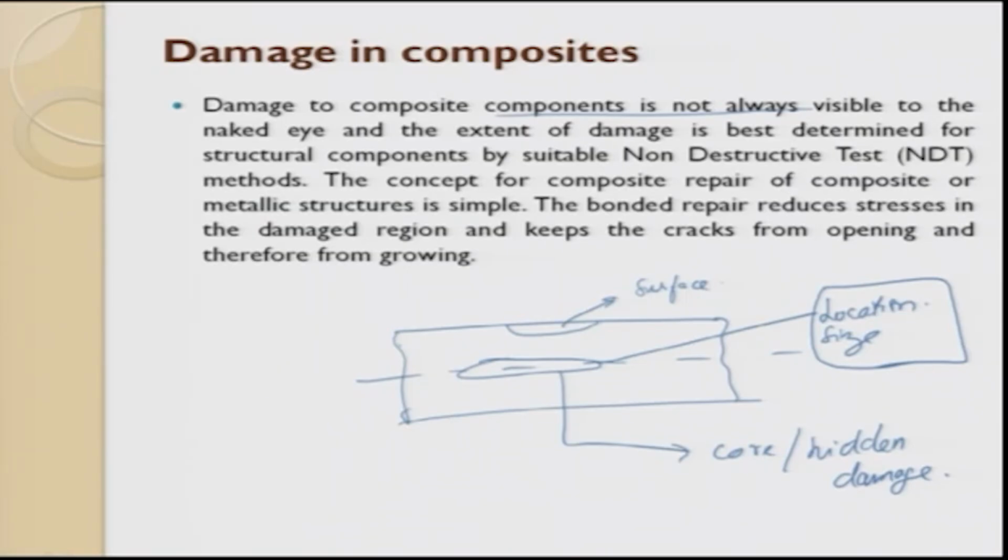The concept for repair of composites or metallic structures is very simple. The bonded repair reduces stresses in the damaged region and keeps the crack from opening and therefore from growing. So, what we do is we try to create a vent. For example, if you have a composite and a crack which is growing, you make a hole so that the crack hits the hole and distributes the energy such that the crack does not propagate further. So, this is how the crack opening happens, the crack is bifurcated and does not grow.